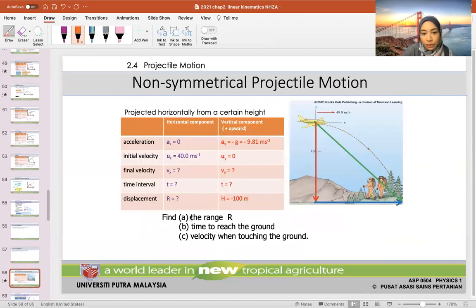And then we already talked about non-symmetrical projectile motion. In this case, it was projected horizontally from a certain height. Okay, this is another thing. The displacement, as I mentioned to you before, S y is equal to delta y.